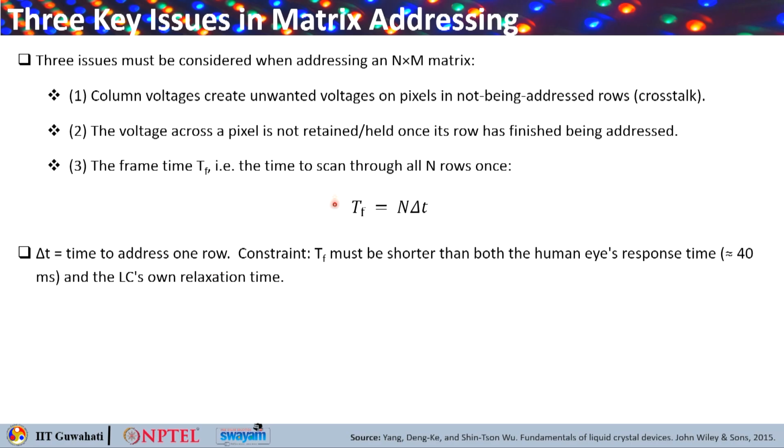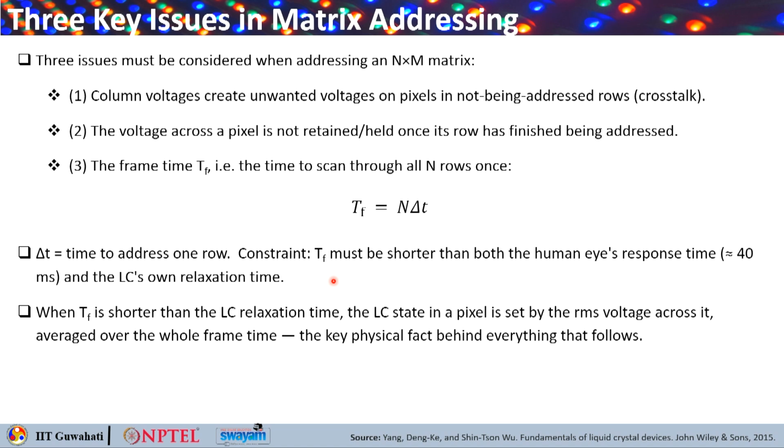Okay, so now Tf is the overall frame time. So the constraint is that Tf must be shorter than both the human eye's response time, that means below 40 milliseconds, and the liquid crystal's own relaxation time, so that our eyes do not basically see the change in the pixel intensities.